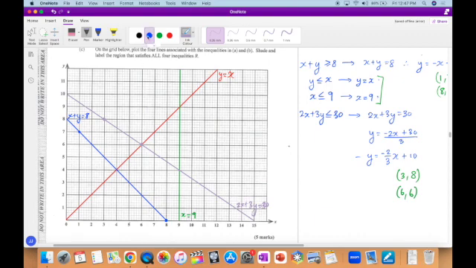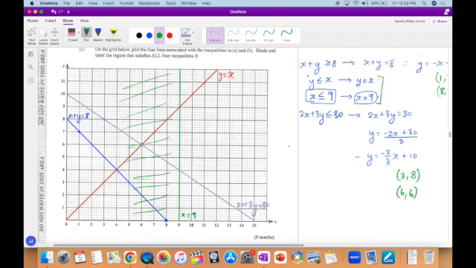And so the easiest ones, let's just do the easiest ones first. You can see that we have the line x is equal to 9. And so the region where x is less than 9 will obviously be this region here. This is the region where x is less than 9. So that is the green, right?